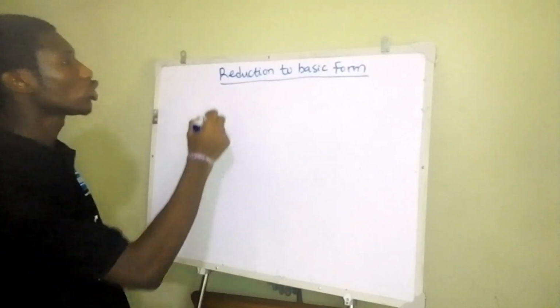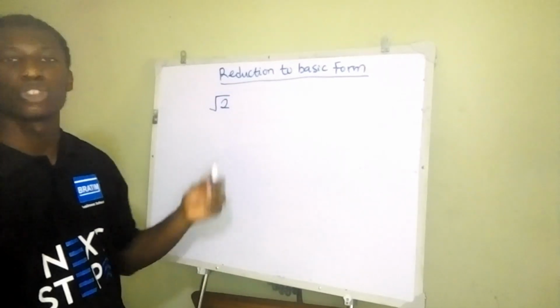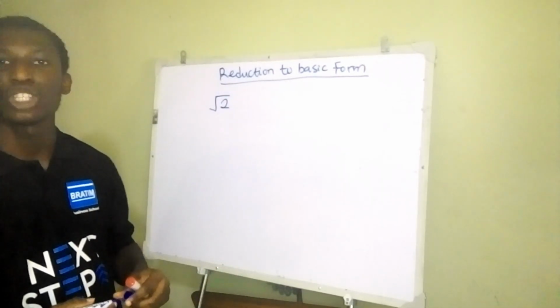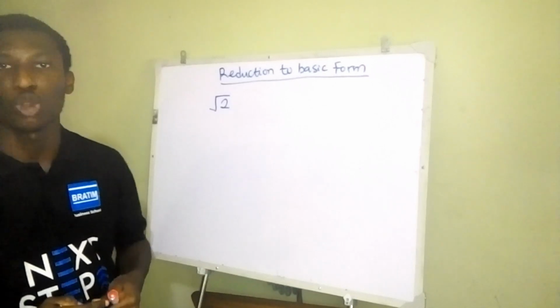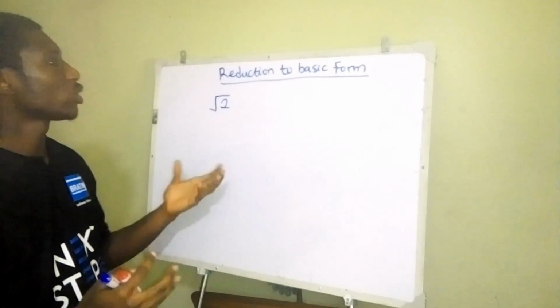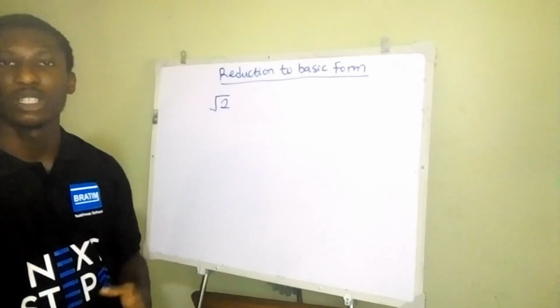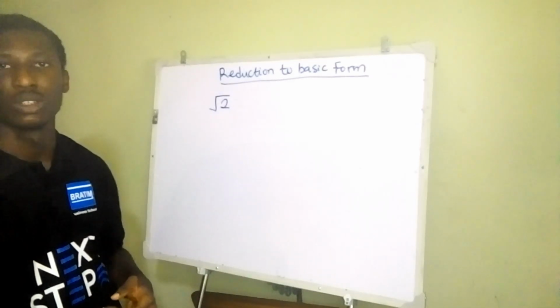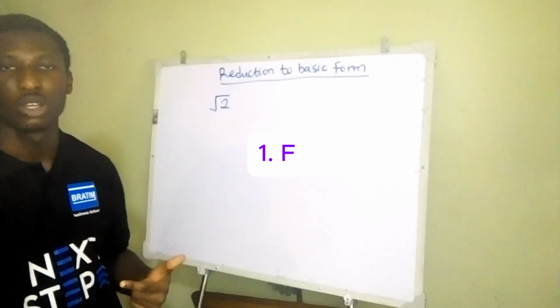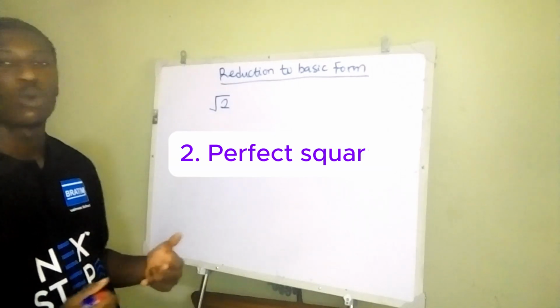Now, square root of 2 is in its reduced form because it does not contain a factor which is a perfect square. Before we dive into the reduction of surds to their basic forms, let us quickly explain these two keywords I just mentioned. The first one, which is what? Factor, and the second one, which is what? A perfect square.